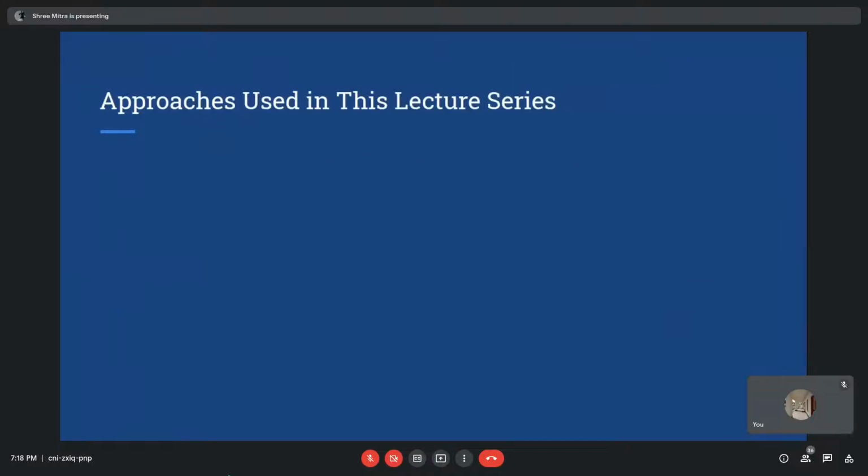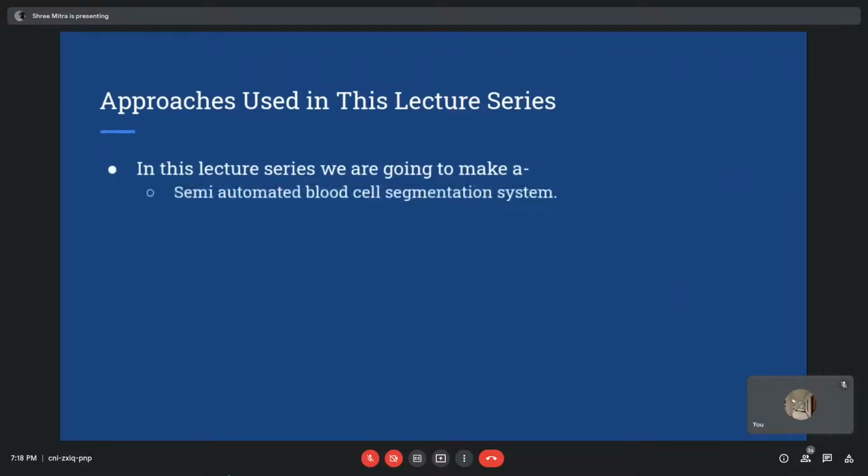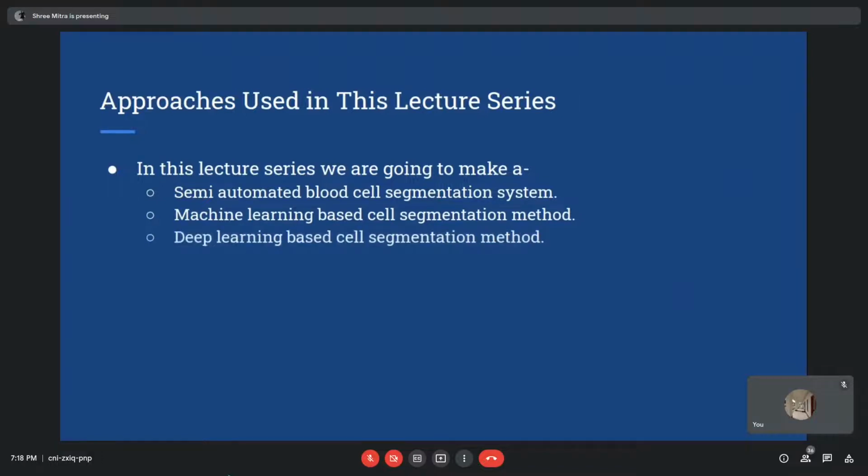Now, in this lecture series, I am going to make a semi-automated blood cell segmentation system. And after that, we are going to see some machine learning based segmentation methods. And after that, we are going to see some deep learning based cell segmentation methods like UNet, Mask R-CNN, generative adversarial networks, multi-class UNet, Faster R-CNN, etc.